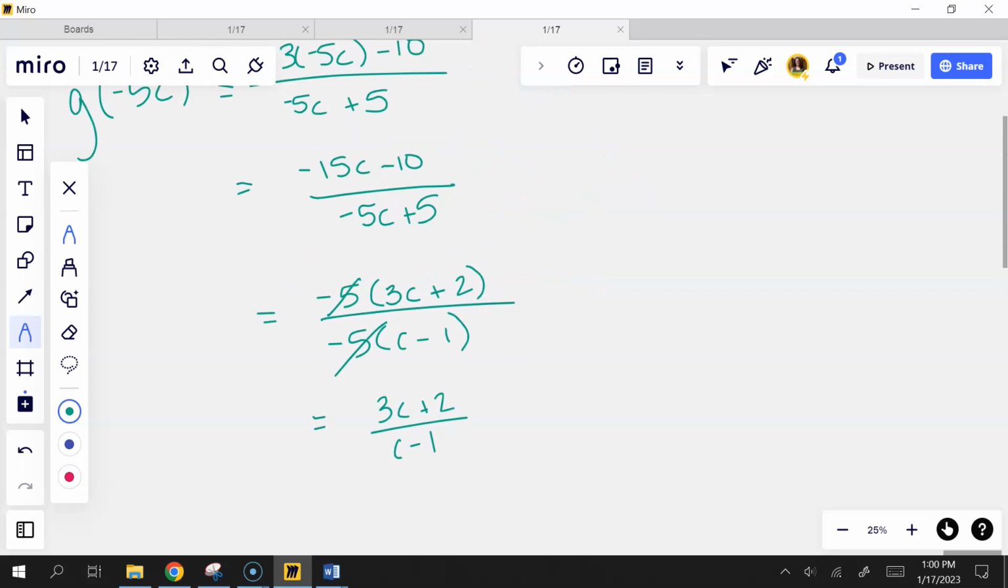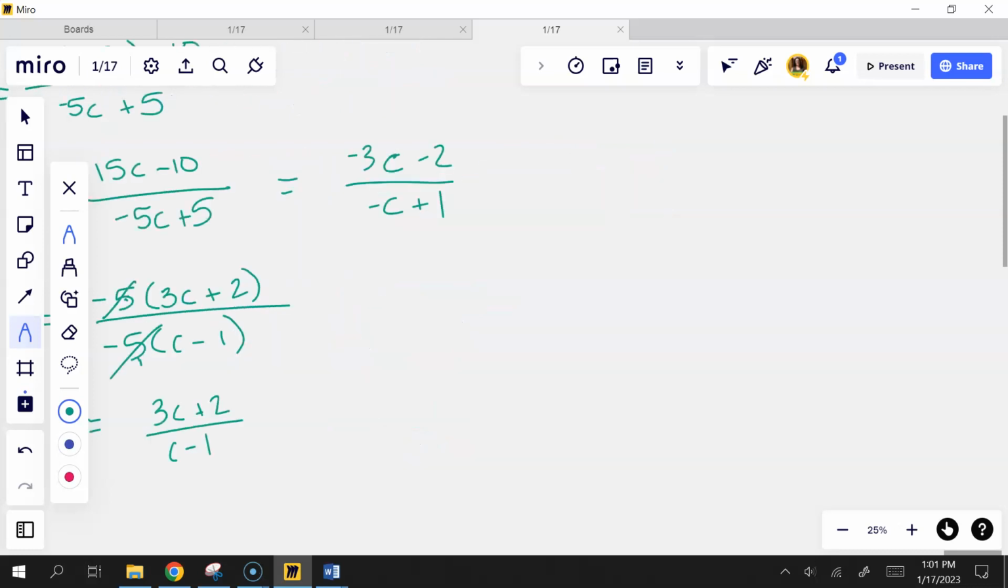No, not unless you divide everything by 5. Then you would be killing a kitten. So if you divide every single thing by 5, that would be -3c minus 2 over -c plus 1. And that's the same thing I got. Just factored a negative 1 out. As long as you divide everything by 5. You couldn't just divide those two by 5. You'd have to do everything, top and bottom. As long as you do it to every single piece, it's okay.